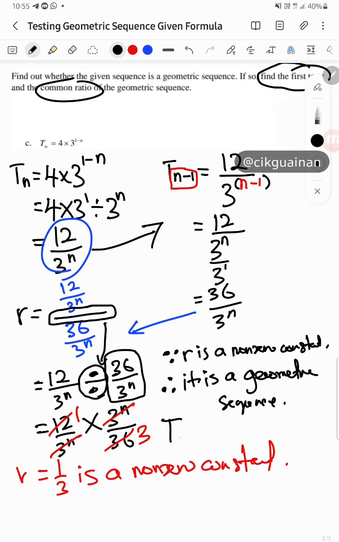So for T1, we can get T1 from Tn by replacing n with 1. So T1 equals 4 multiplied by 3 power 1 minus 1, which is 3 power 0. 3 power 0 is 1, so 4 multiplied by 1 is 4. And then R is just 1 over 3 that we got from previous.